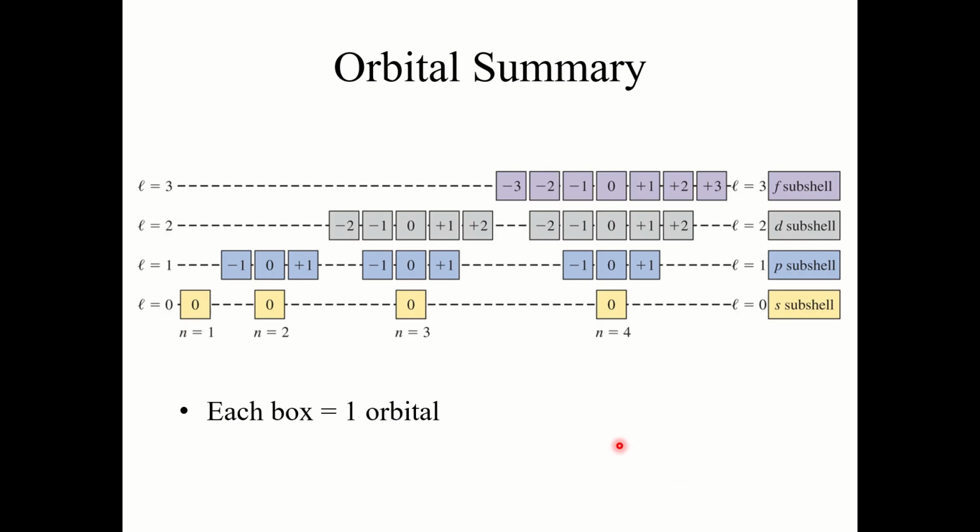All right, so this page summarizes the orbitals. The energy levels are shown vertically, and then the subshells are horizontally. I'm not going to go over this, but I recommend checking this out if you're struggling. This kind of summarizes it in a nice, neat way.